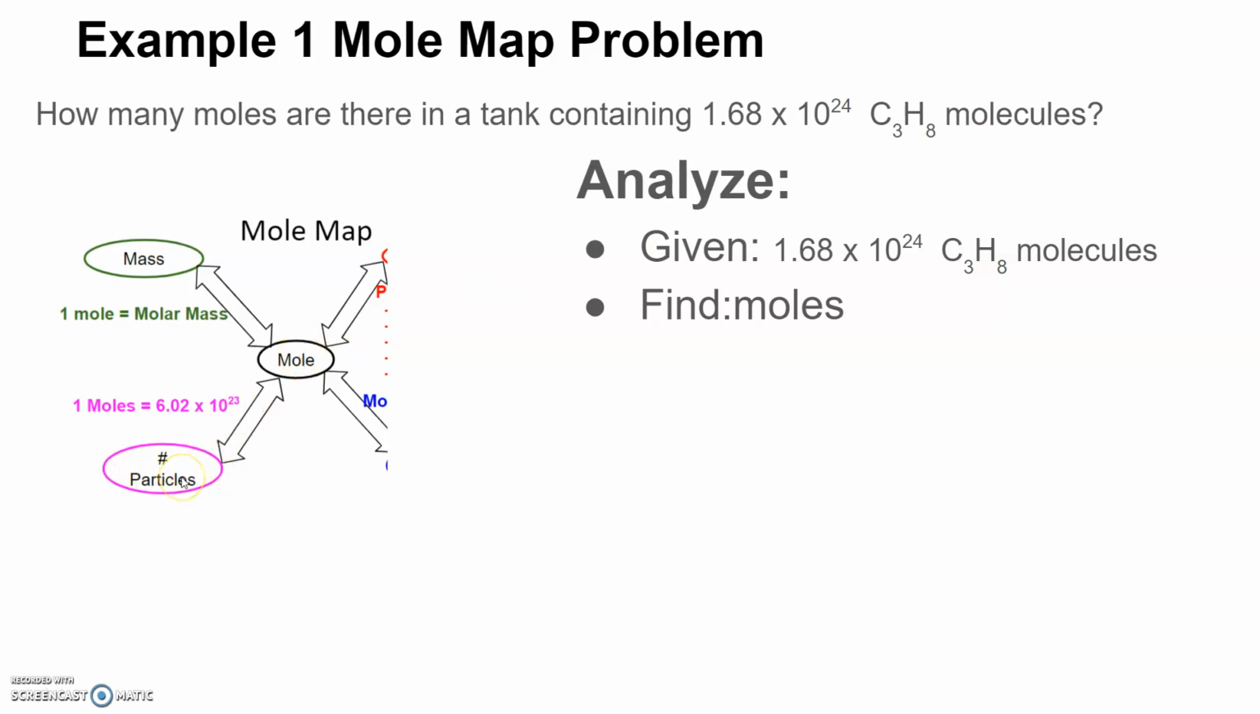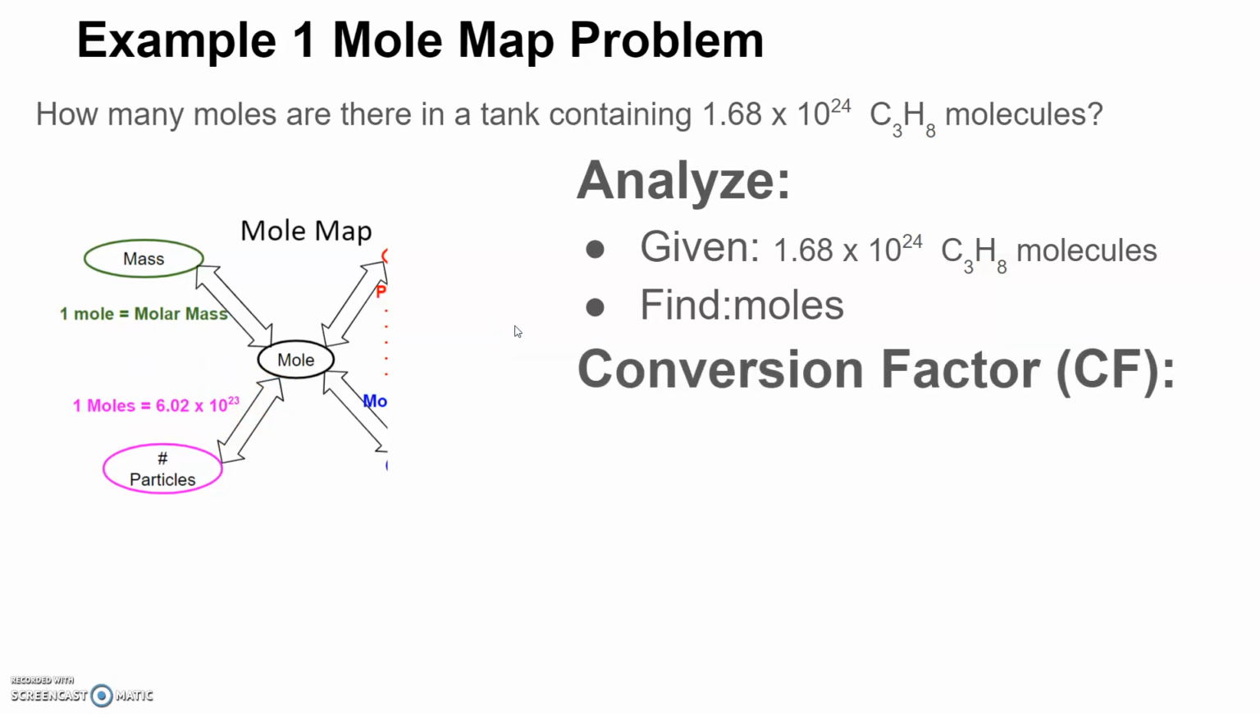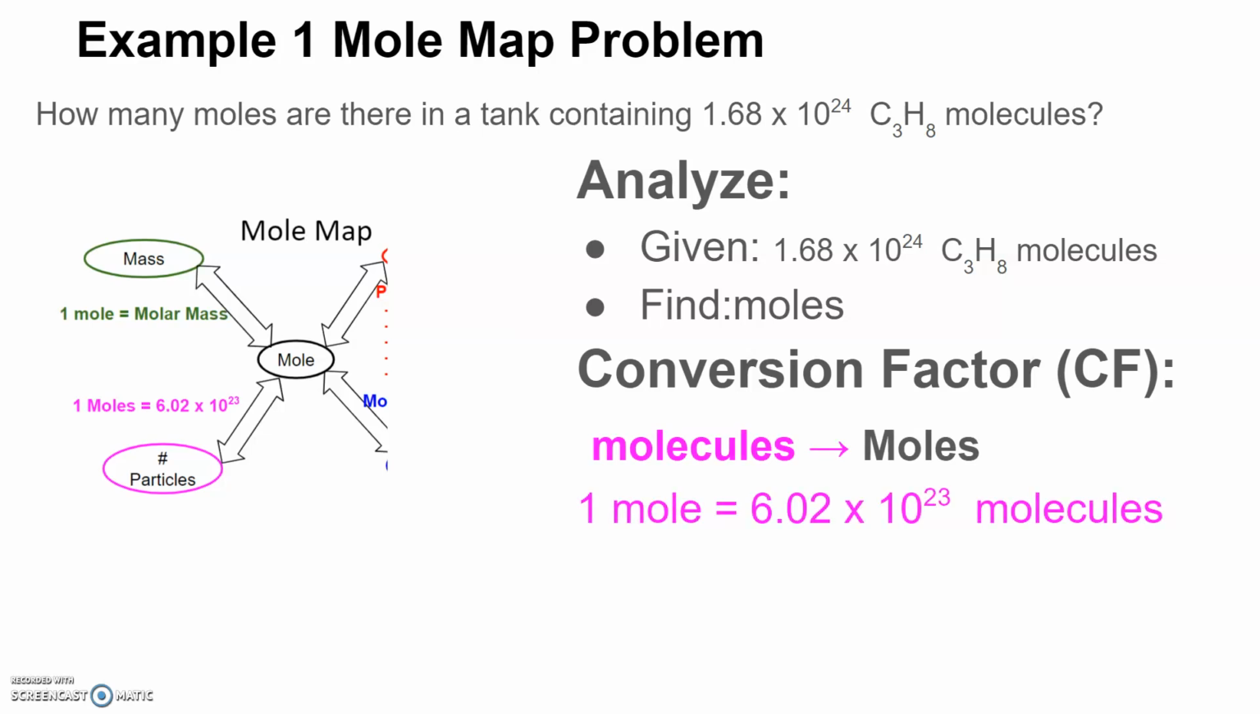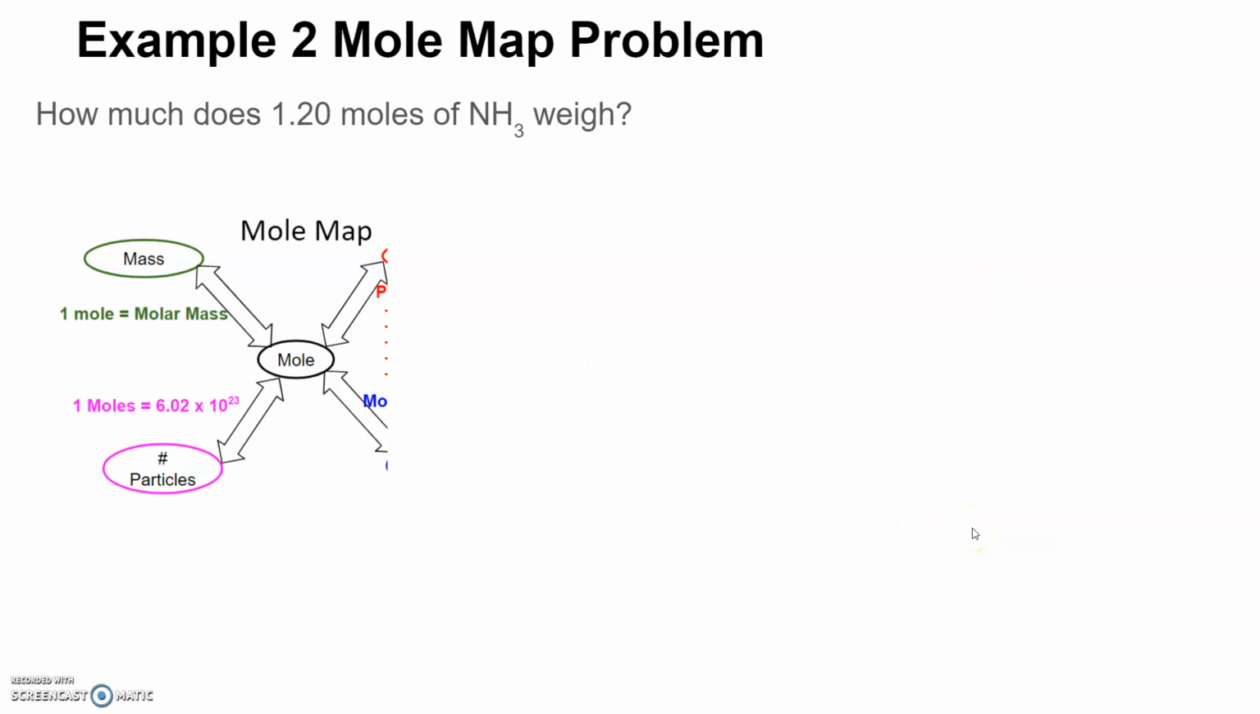When I want to go from number of particles, in this case number of molecules, to moles, I have to use this: 1 mole is equal to 6.02 times 10 to the 23. And by the way, the 6.02 times 10 to the 23 is what's called Avogadro's number. Okay, so what conversion factor am I going to use? If I'm going from molecules to moles, I'm going to use this: 1 mole equals 6.02 times 10 to the 23 molecules. That's the conversion factor I'm going to use to convert from number of particles to moles.